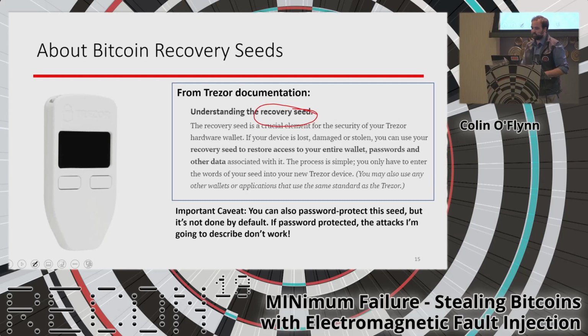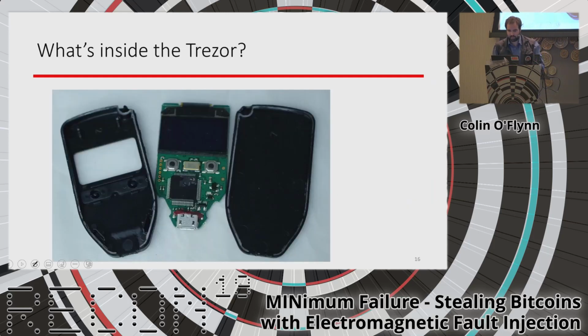There's an additional option they call a password, but basically what this password is doing is it uses some other data you input to generate the actual private key used for the wallet. What this password protect mode means is that all the secrets are no longer stored on the device, which is very good. Because what I'm going to be attacking is the fact that the secrets are stored on the device, and we can extract those secrets and then get all the Bitcoin.